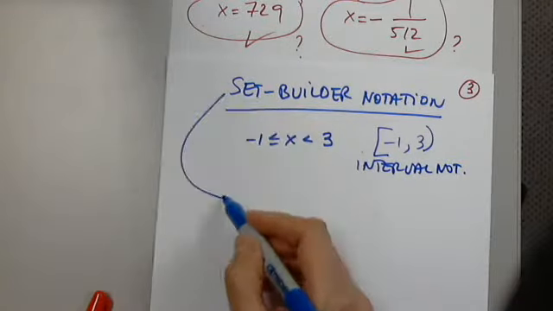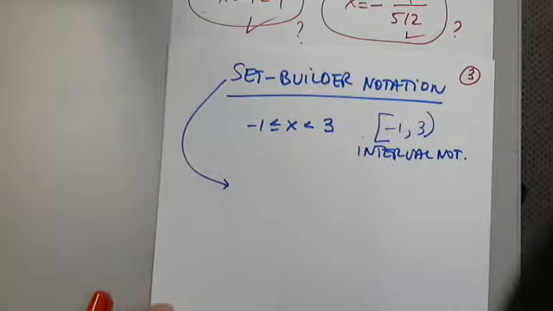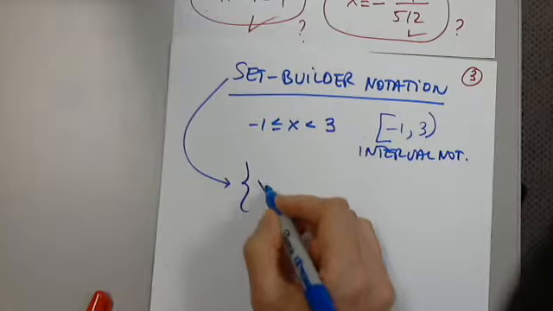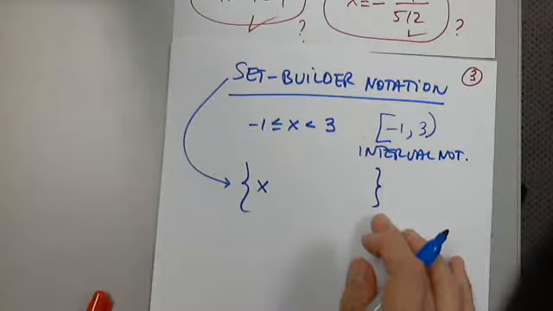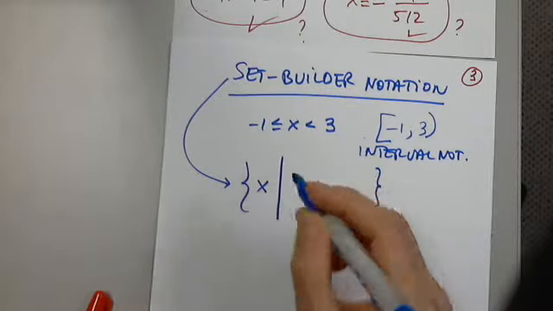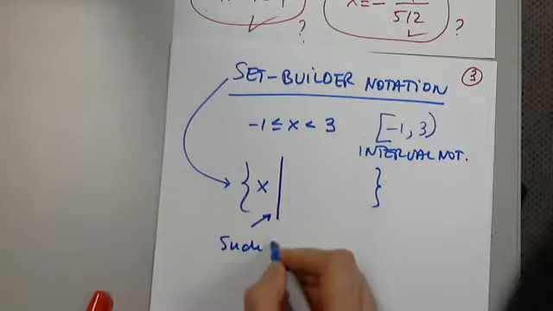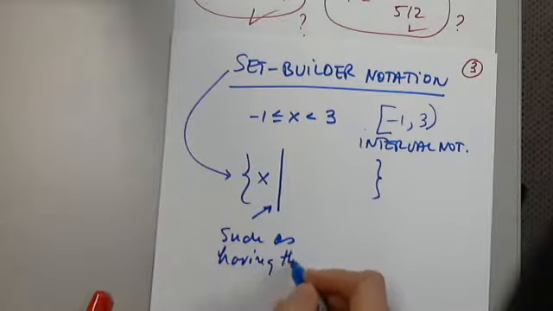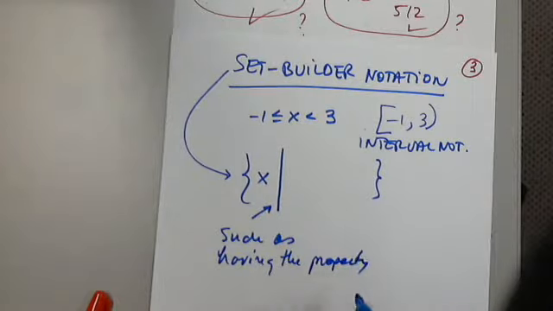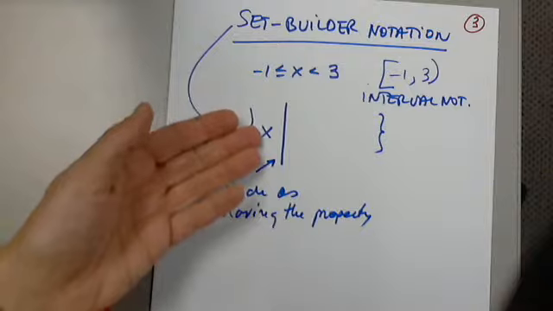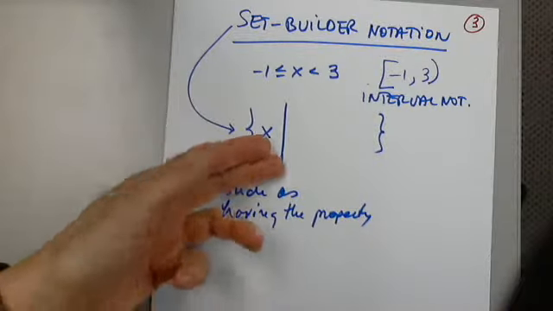However, the set builder notation, and my math lab, I want you to be aware of this because my math lab will ask you this. Braces, left and right, x, values of x. This vertical bar stands for such as, or having the property. In other words, the solution set is made out of x, values of x, having the property this.